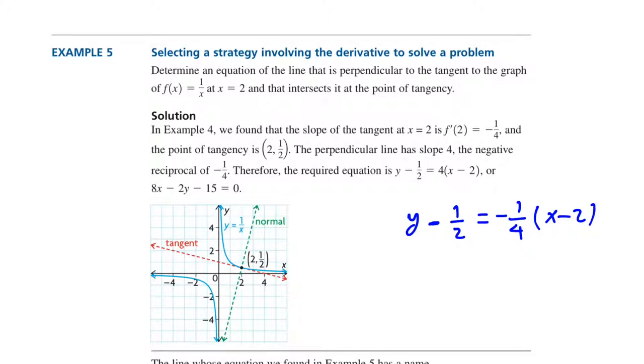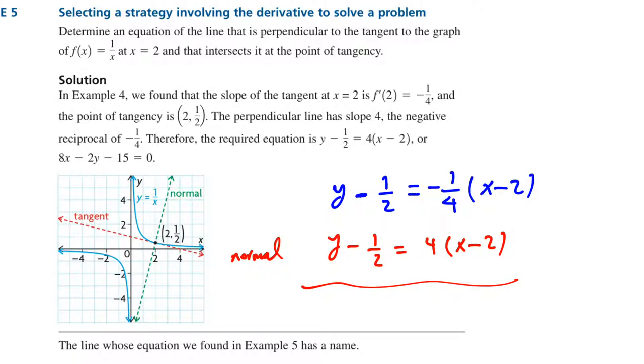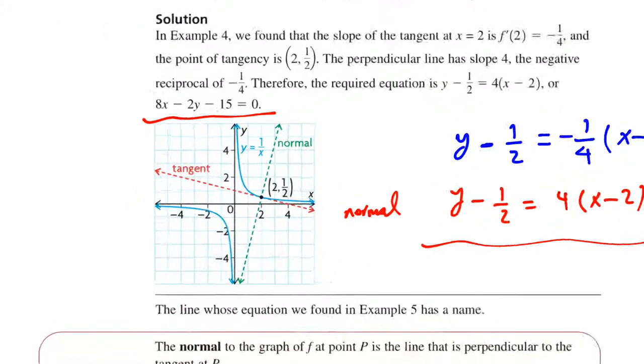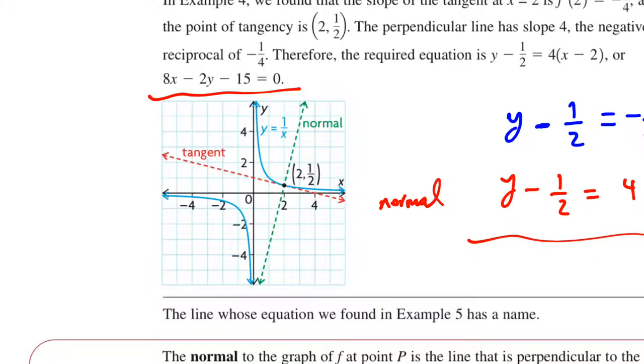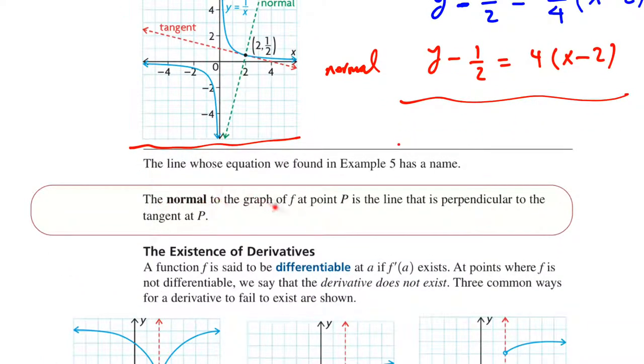The question is asking to write the equation of the normal line, the line perpendicular to the tangent line. We know the slope of a line perpendicular to another line is the negative reciprocal of the slope of the line. That means the equation of the normal line is y minus 1 over 2 equals 4 times x minus 2, which can be simplified as 8x minus 2y minus 15 equals 0. The graph of 1 over x, tangent and normal line at x equals 2, is drawn in this diagram. The normal line to the graph of f at point A is the line that is perpendicular to the tangent line.